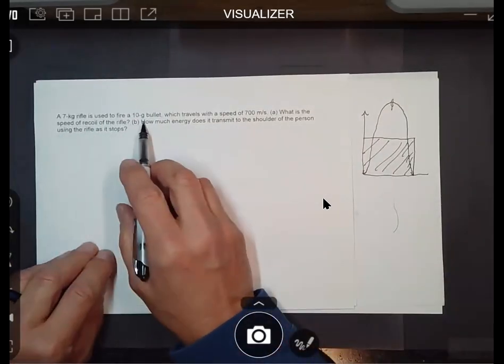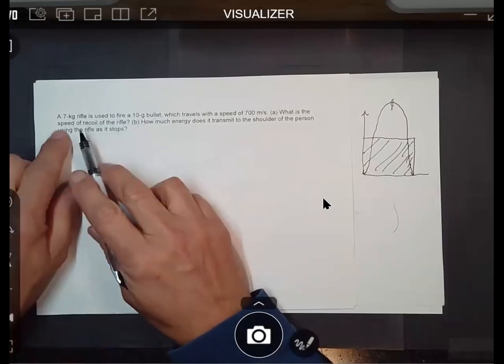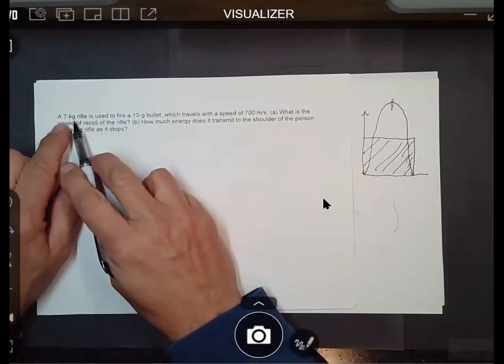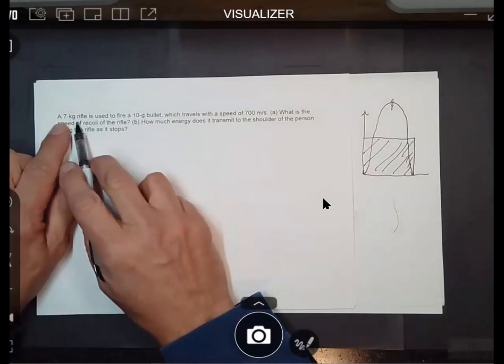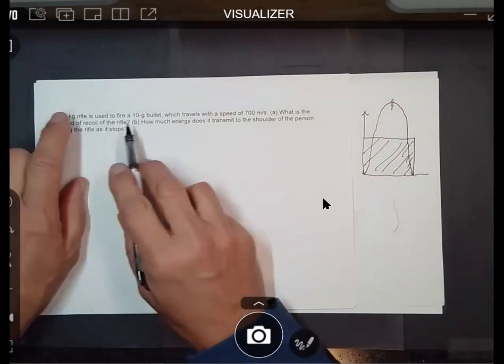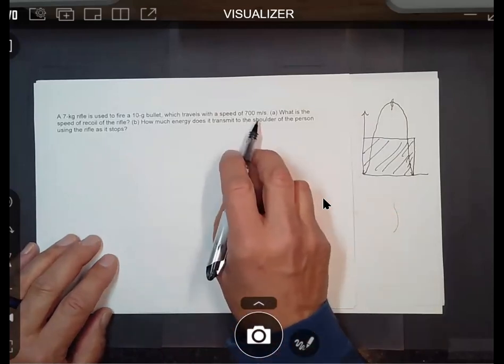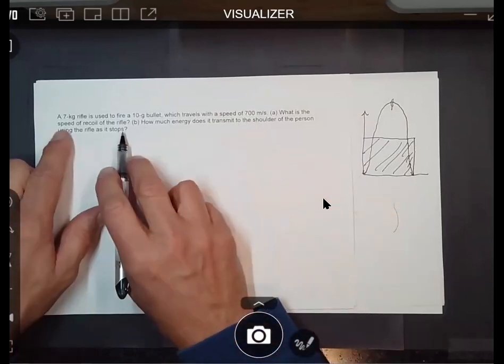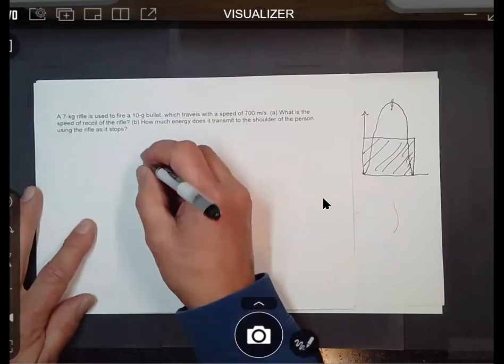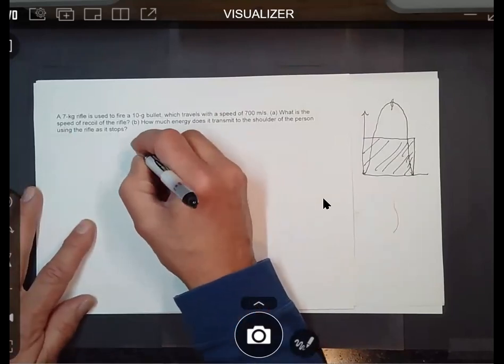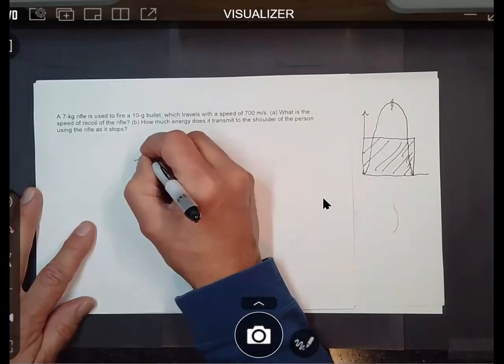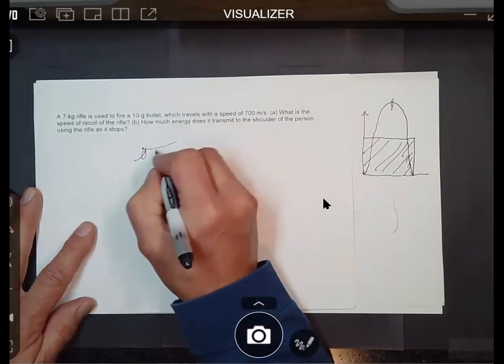So, a 7-kilogram rifle, a 10-gram bullet. Okay, this is 7,000 grams. This is 10 grams. So this thing has 700 times the mass of the bullet. And the bullet travels with a speed of 700 meters per second. What's the speed of recoil of the rifle? Okay, so we can kind of, well, that wasn't one of my better drawings.